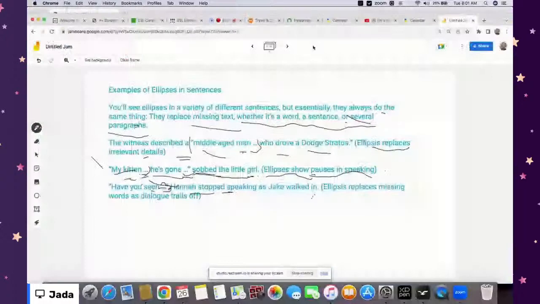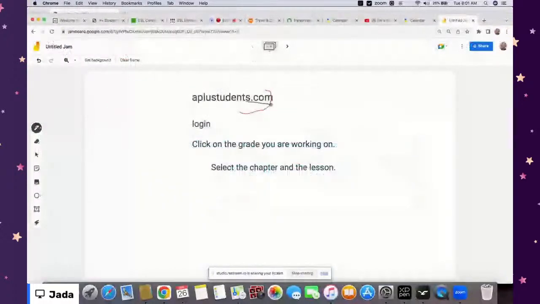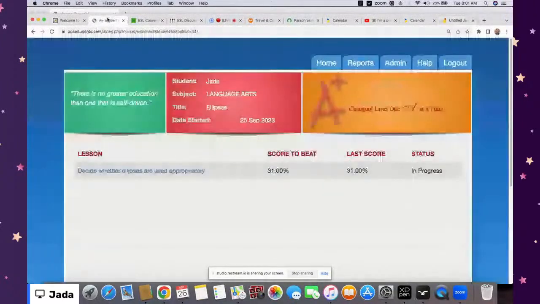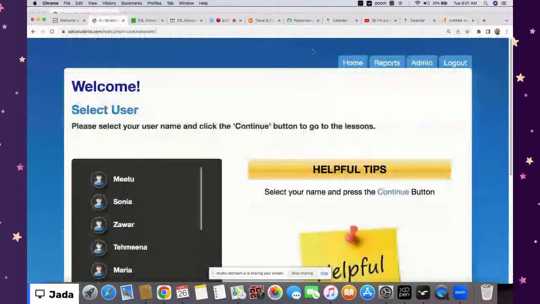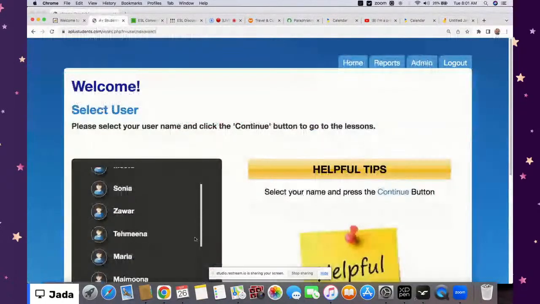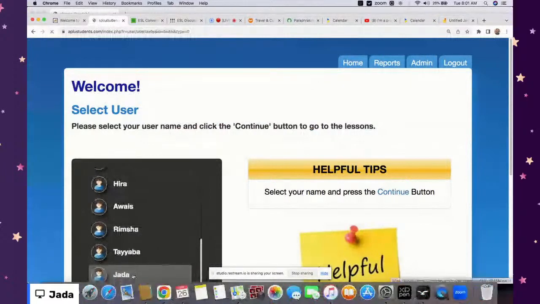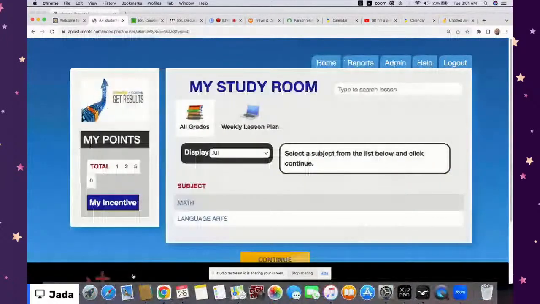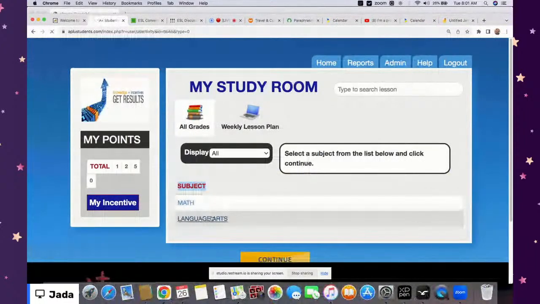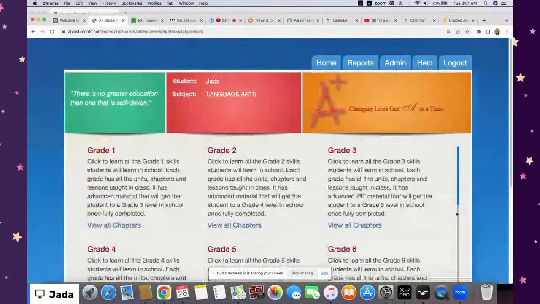Okay, so first off, just log in using the aplusstudent.com. Then you click on your email and your passwords, and then you scroll down to where you have your names. And then you click on your name, just like this. So we go to grade 8.